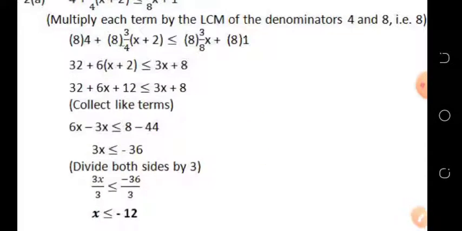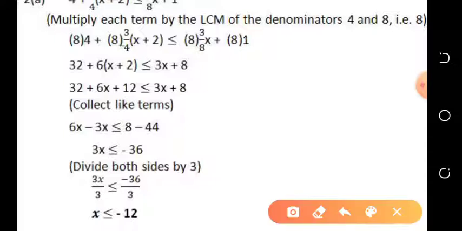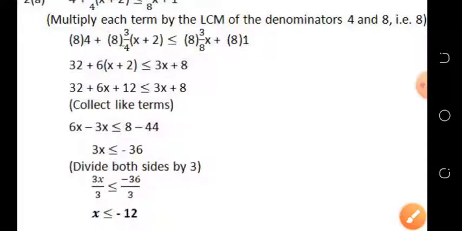You now move on to the next one. Let's open up this bracket. We have 32 plus 6 times x is 6x plus 6 times 2 is 12 less than or equal to 3x plus 8. What's the next thing? You collect like terms. Collect like terms means you move every term that has unknown x to the left and move whole numbers to the right.